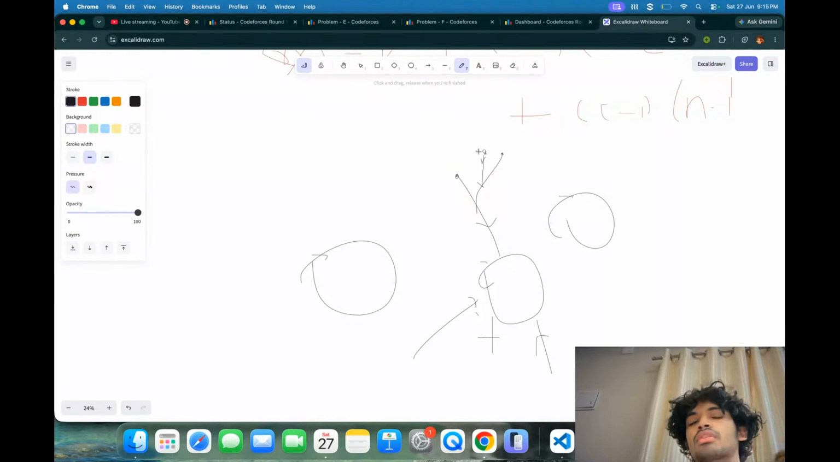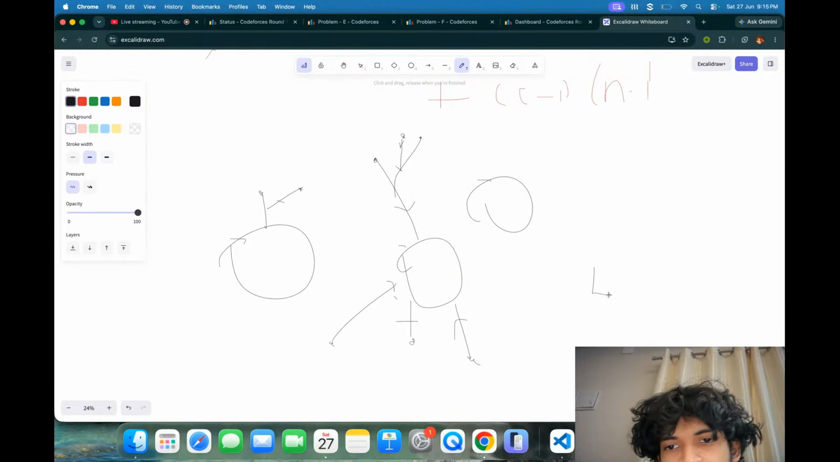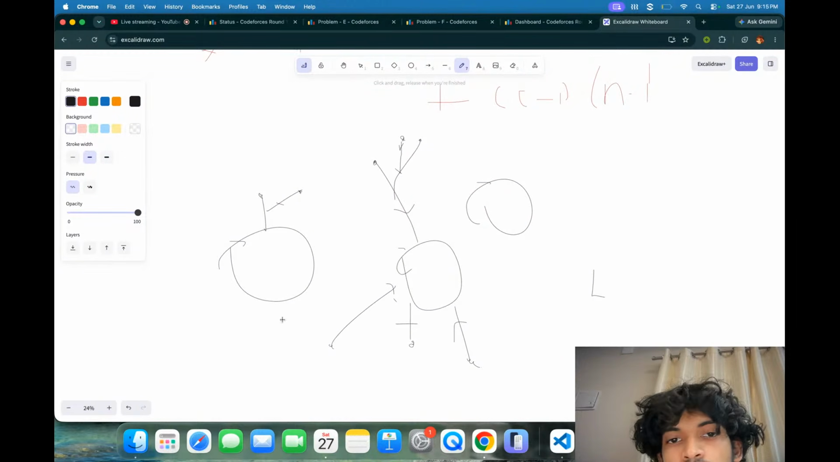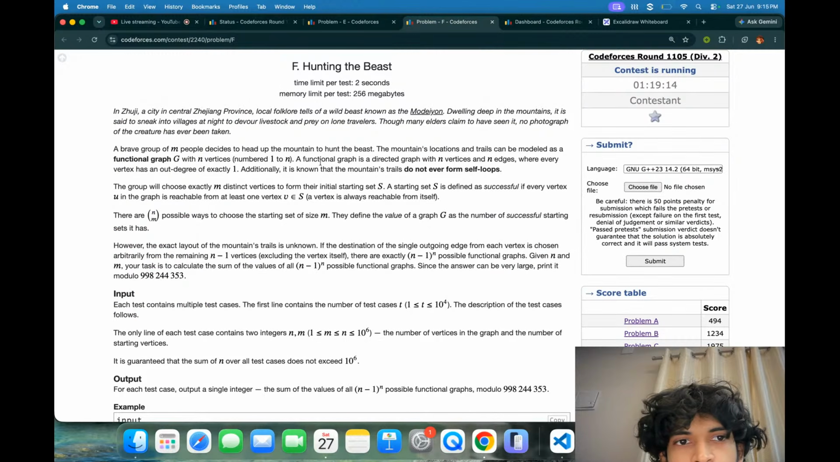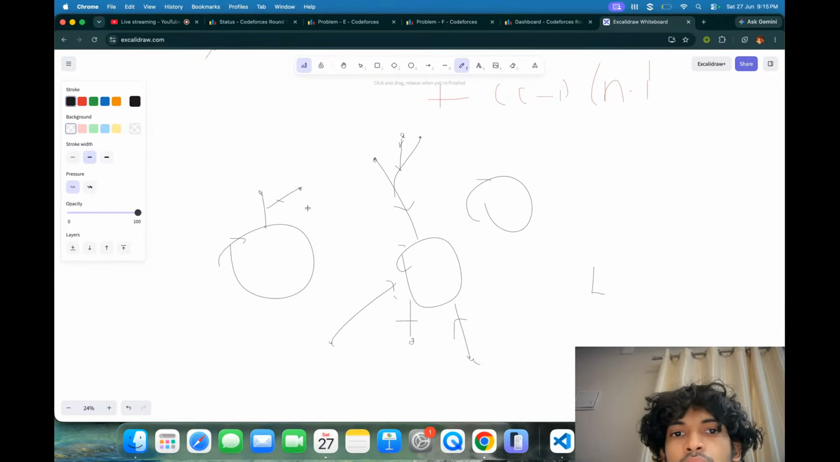Okay? All the leaves should be taken. And let's say there are L leaves. All the leaves should be taken. So you have nCm possible ways to choose the initial starting set. So now how many ways are there?